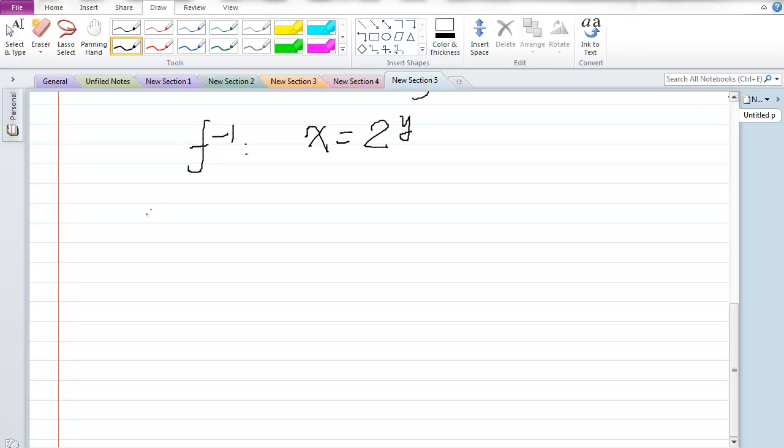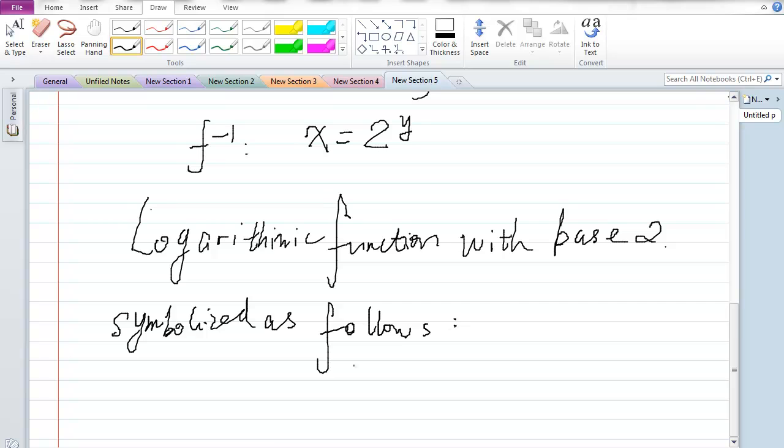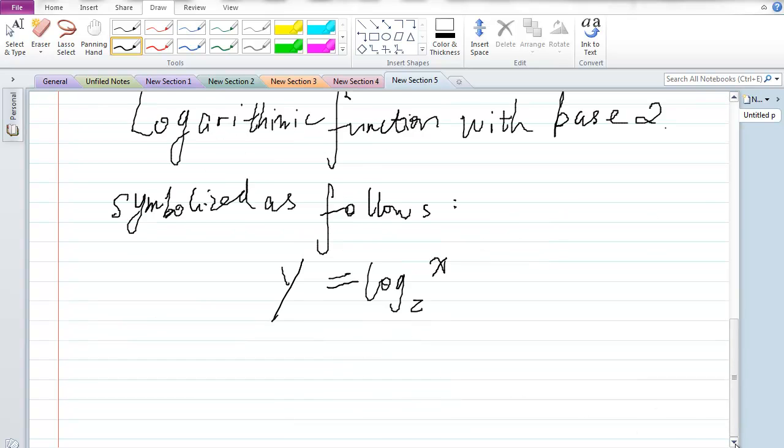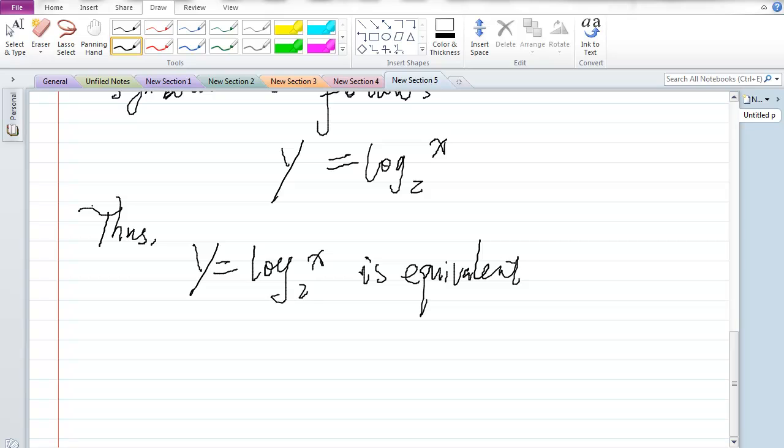And this new function is again given a name, logarithmic function with base 2. It is also symbolized as follows: y equals log 2 x. Thus, it means this newly defined function is equivalent to the inverse function, that is x equals 2 to the y's power.